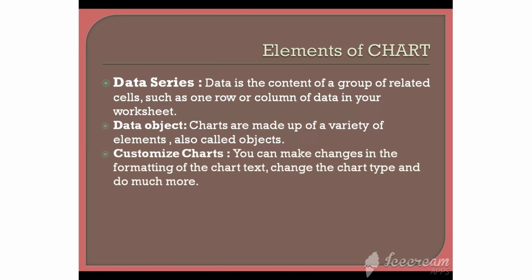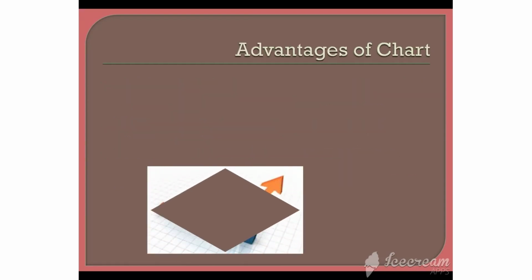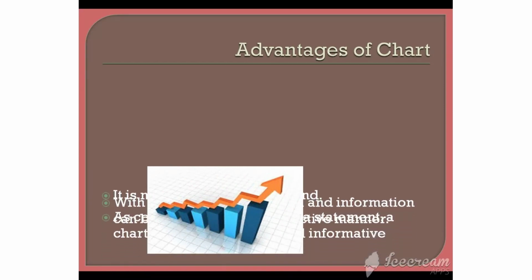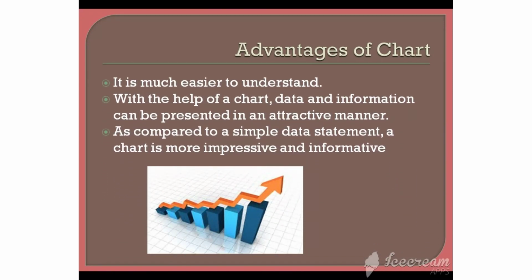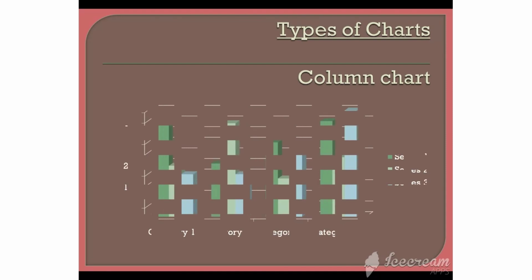Data objects. Charts are made up of a variety of elements called objects, and you can customize your chart in MS Excel. You can make changes in the formatting of the chart, change text and chart type, and do much more. Charts are much easier to understand. They help you to analyze data and present information in an attractive manner as compared to simple data.